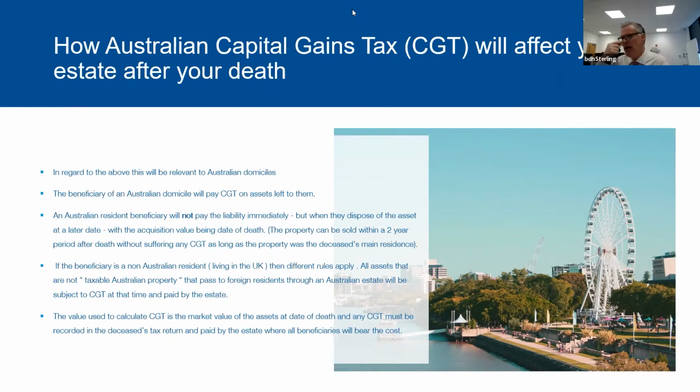This is where the rules slightly change. If the beneficiary of the estate is non-Australian resident, i.e. living in the UK, all assets that are not taxable Australian property passed to a foreign resident through an Australian estate will be subject to CGT at the time it's paid. So what that means is they will calculate the CGT at the market value of the asset at the date of death, and the capital gains tax must be recorded in the deceased's tax returns and paid by the estate straight away.